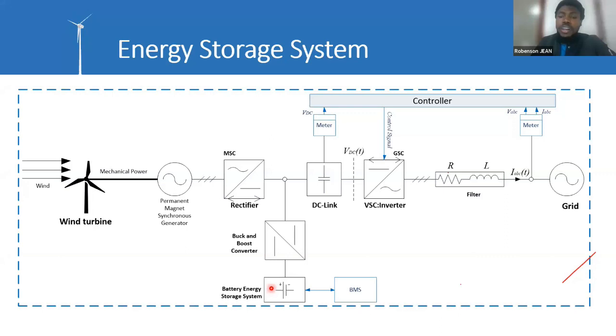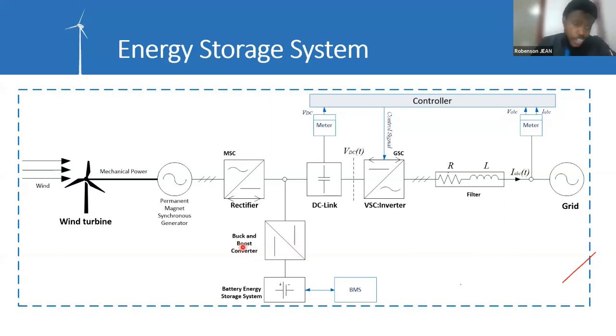lower level of voltage. For instance, if you have 150 volt or 100 volt, therefore we will use a buck. This is a bidirectional converter. There is a buck side and a boost side. The buck side is to step down, and the boost side is to step up.